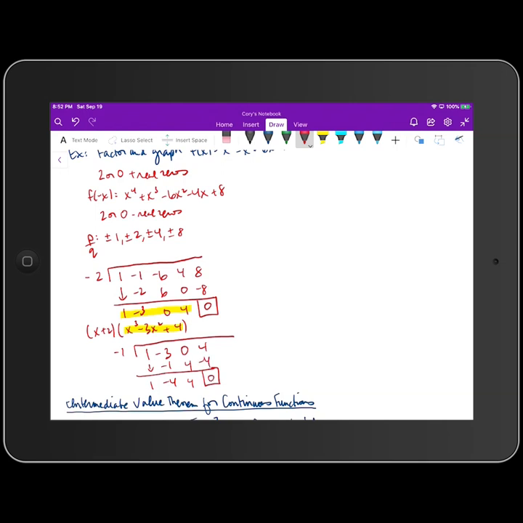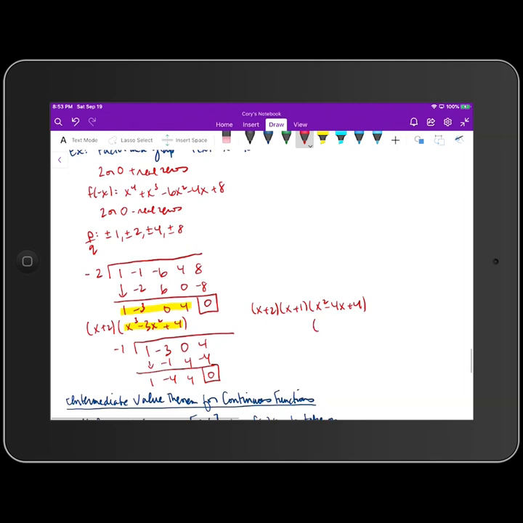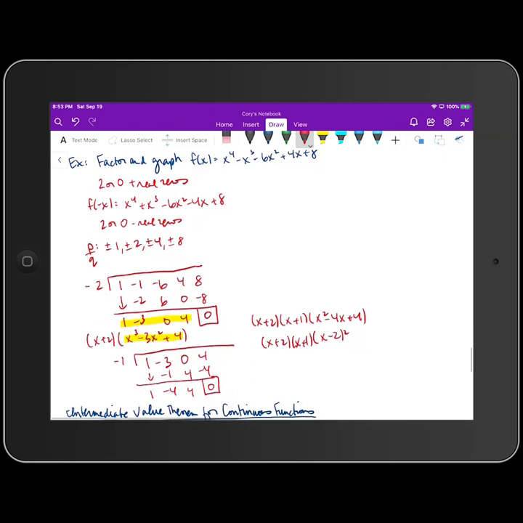So we already have that x plus 2 as a factor. We know that negative 1 is a 0, which means that x minus that number, so x minus negative 1, is x plus 1. That is a factor as well. And the resulting polynomial that we get is x squared minus 4x plus 4. And x squared minus 4x plus 4 factors to x minus 2 quantity squared. Okay, so that is our polynomial factored completely.